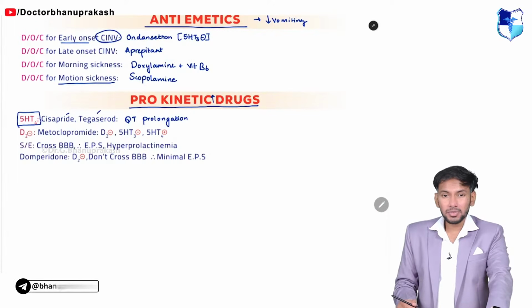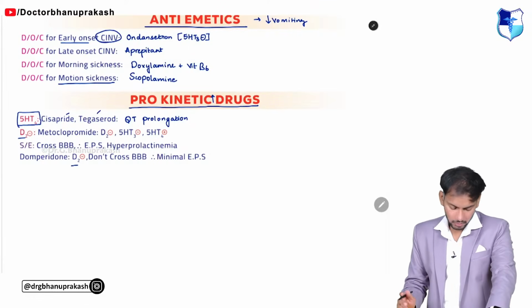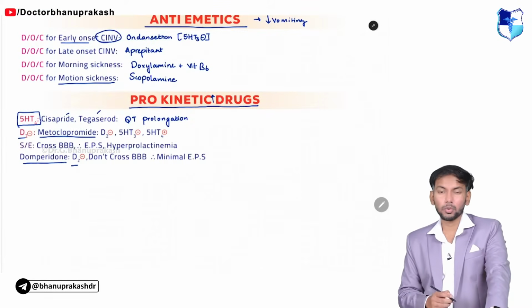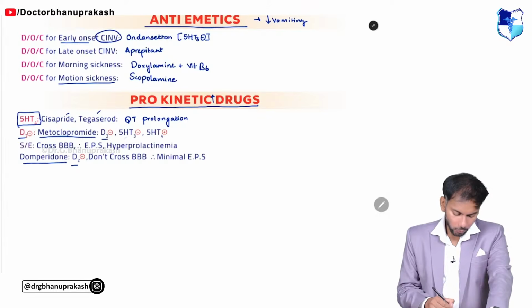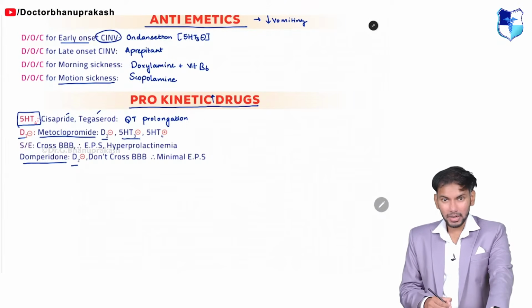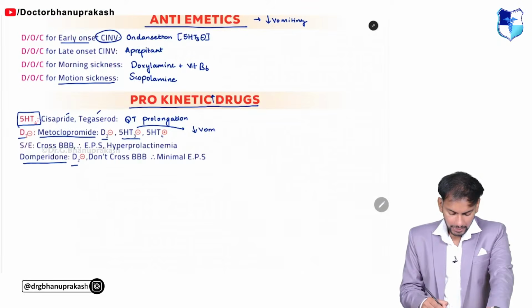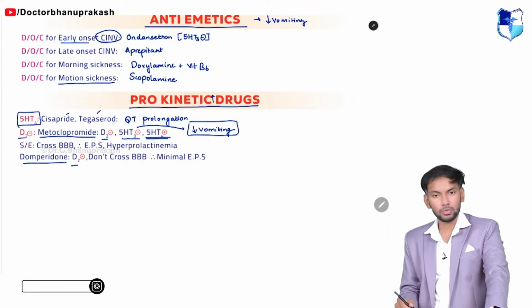After this we have D2 blockers. If you block D2, that will also cause prokinesis. What I want you to remember is there are two drugs, metoclopramide and domperidone. Domperidone, D for D, maximally blocks D2. Metoclopramide will block D2 and also 5-HT3, so it will decrease vomiting. So it is an antiemetic as well. And it is also prokinetic because it activates 5-HT4 too.